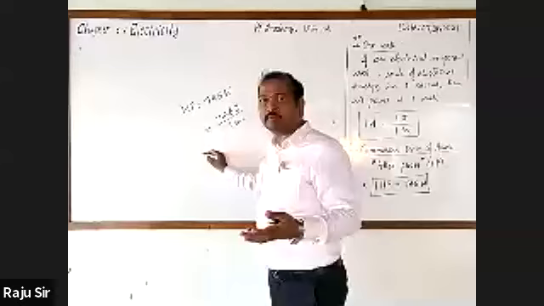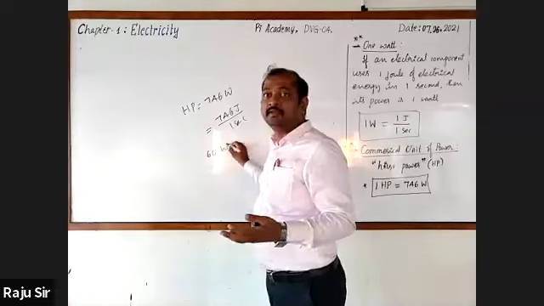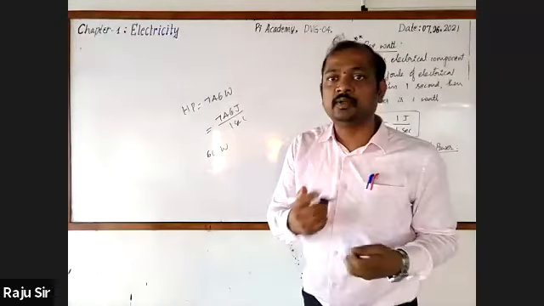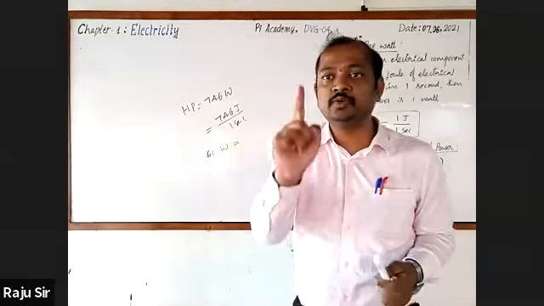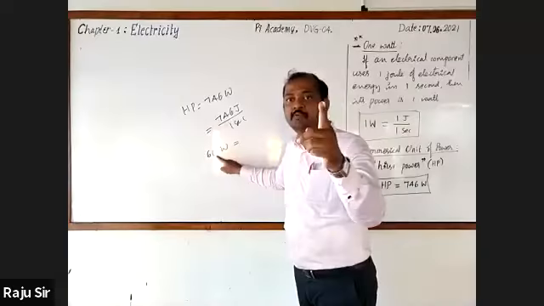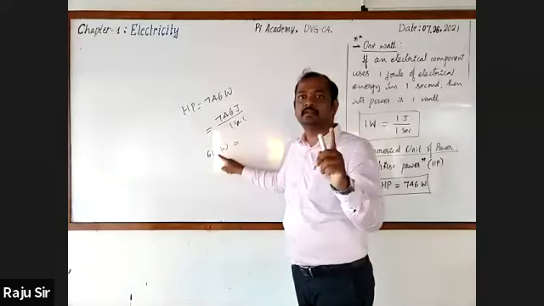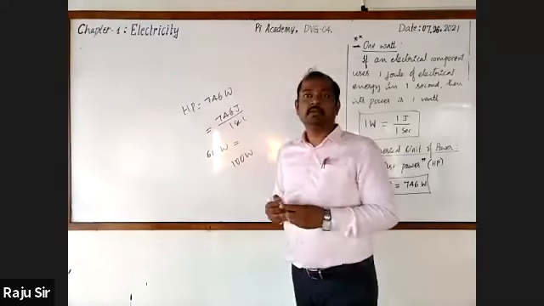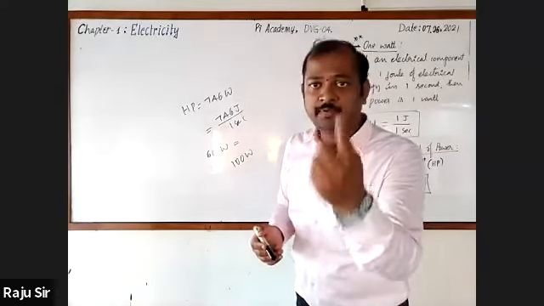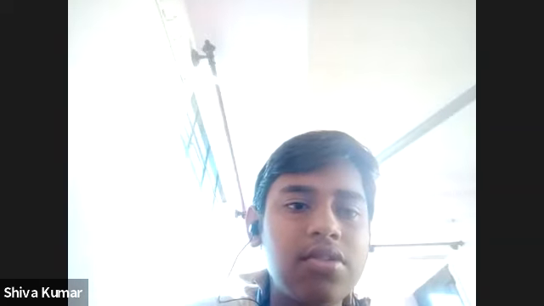Yes, sir. Even I have given you the meaning of a 60 watt bulb. 60 watt bulb, what does it mean? It means it consumes 60 joules of electrical energy in 1 second. A 100 watt bulb, if I use it, it means in every second it uses 100 joules of energy. Got it?